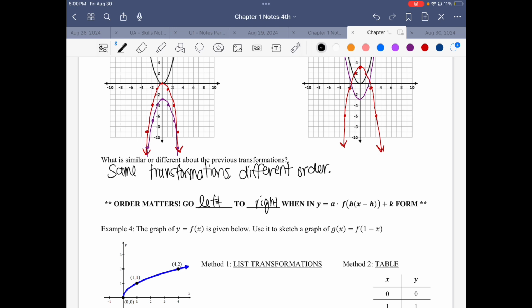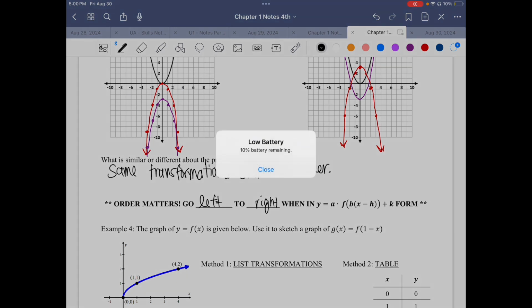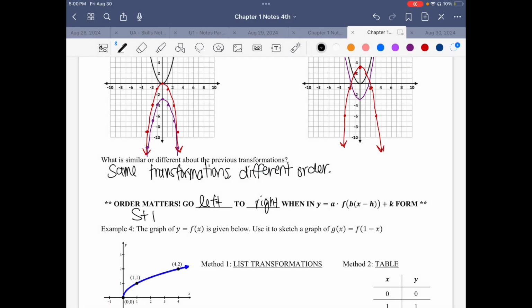An acronym that may be helpful to you is STRESS. It means you do your stretches and shrinks first, then you do your reflections, and then you do your shifts. The reason that works is because the reflections and the stretches are always going to be on the left, and the shifts will always be on the right. So if that helps you, you can remember that is the order they should go in.